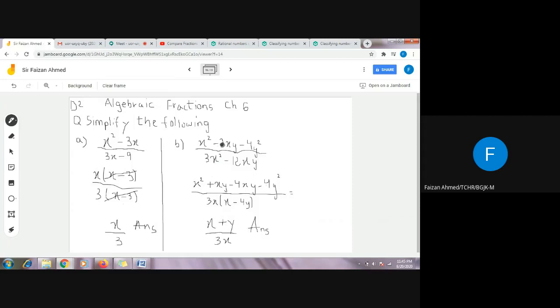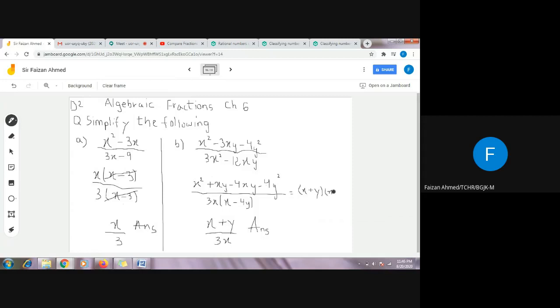I applied the middle term breaking method directly. I have to break my middle term, minus 3xy, into plus xy and minus 4xy, so we get x square plus xy minus 4xy minus 4y square, and I have taken 3x common from the denominator. When I take 3x as common, the remaining will be x minus 4y, and when I solve the numerator by taking common, I can clearly see that my two brackets will be x plus y and x minus 4y.